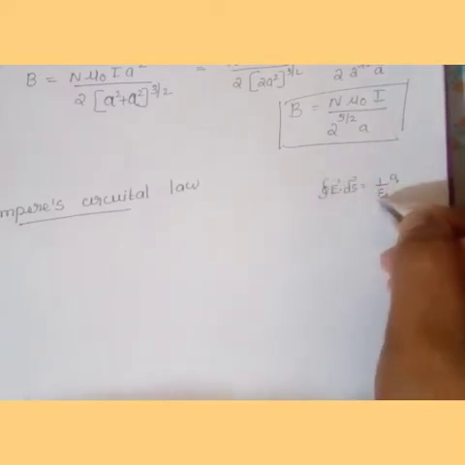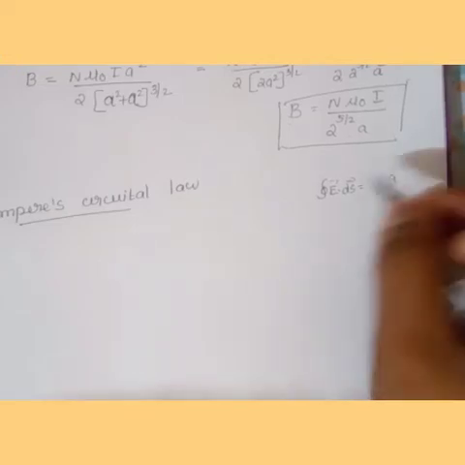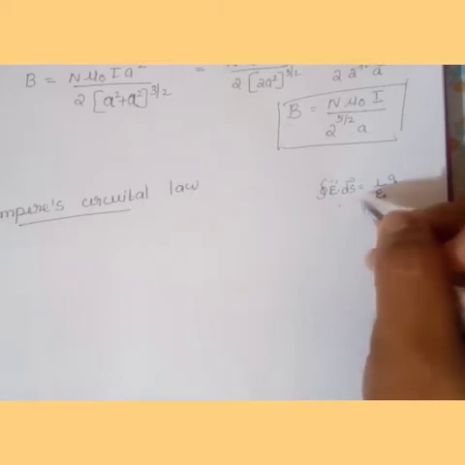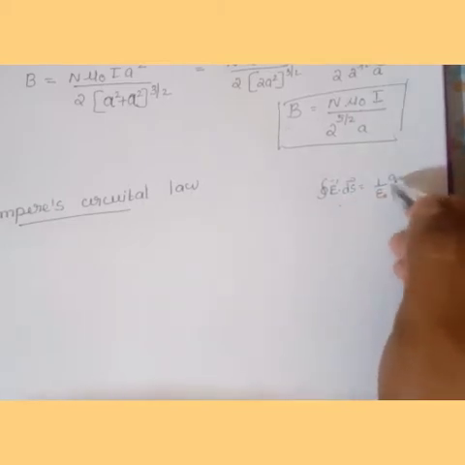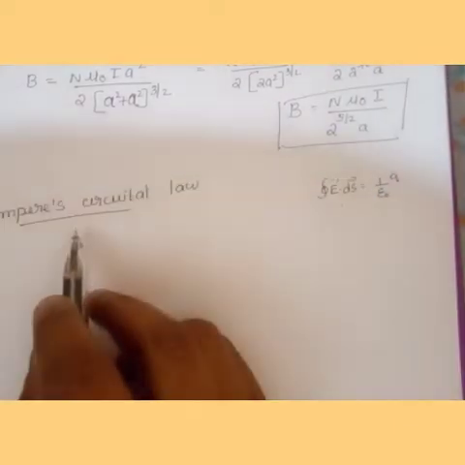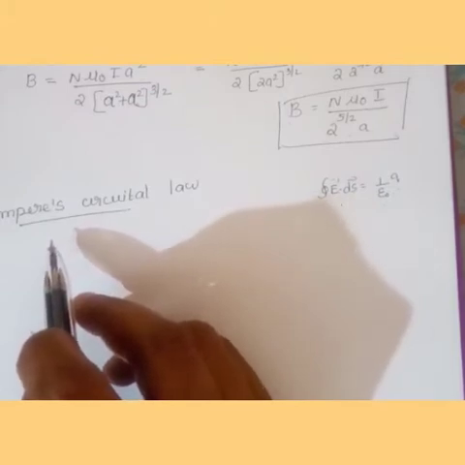Integral of E dot ds is equal to 1 by epsilon 0 times the net charge enclosed by the circuit. That means integral of E dot ds is the electric flux. So total electric flux is equal to 1 by epsilon 0 times the total charge enclosed by the circuit. So Ampere's circular law is related with the magnetic flux and the current.